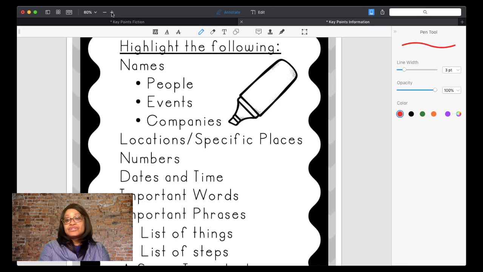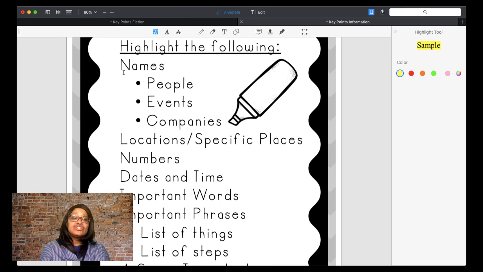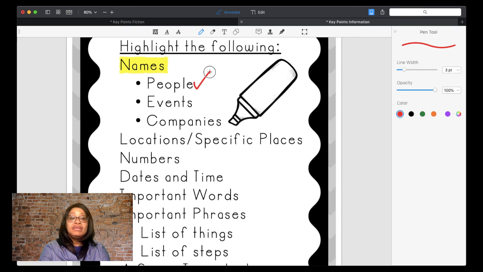The main thing that I tell students to look for is that information is telling us something. It's teaching us something. And so one thing that we want to pay attention to is names. Names are key. It could be names of people, names of events, names of companies, names of wars, just different things, names of animals or parks or anything. So just names. And if the author gives you a name, that is important.